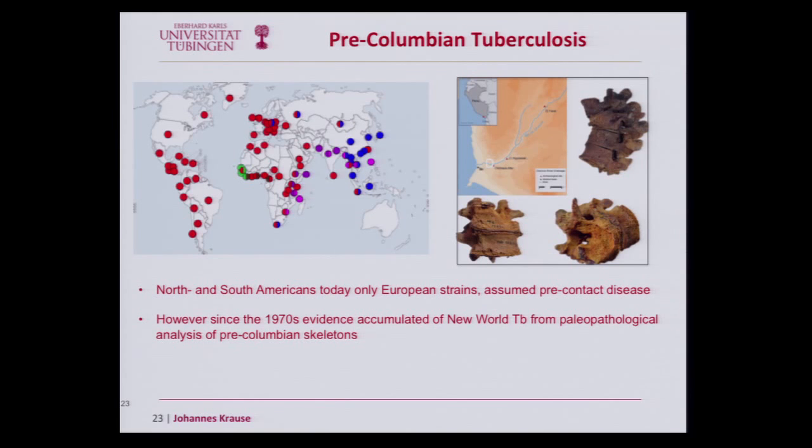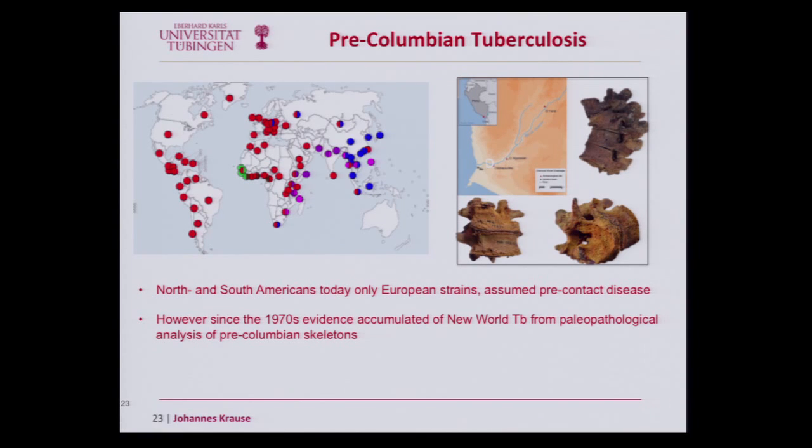However, there was a problem when people looked at where in the world you find different strains of modern tuberculosis. So you see there's a large diversity in Africa. There's those blue strains in Asia. There's the red strains in Europe. However, in the Americas, people only found European tuberculosis strains. And that doesn't make so much sense because America was settled by people coming from Asia. So it should have the blue strains, but instead it had the red strains.